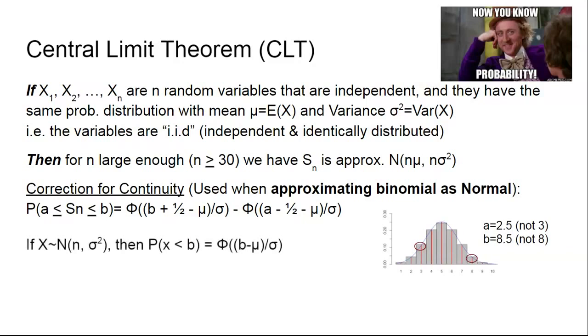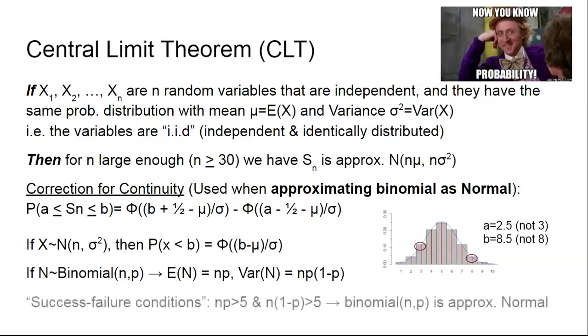If X is normal (mu, sigma squared), then P(X less than b) equals phi of (b minus mu) over sigma. If N is binomial(n, p), then E(N) equals np, and Var(N) equals np times (1 minus p). Also, the following conditions, called the success-failure conditions, must be met for binomial(n, p) to be approximated as normal.